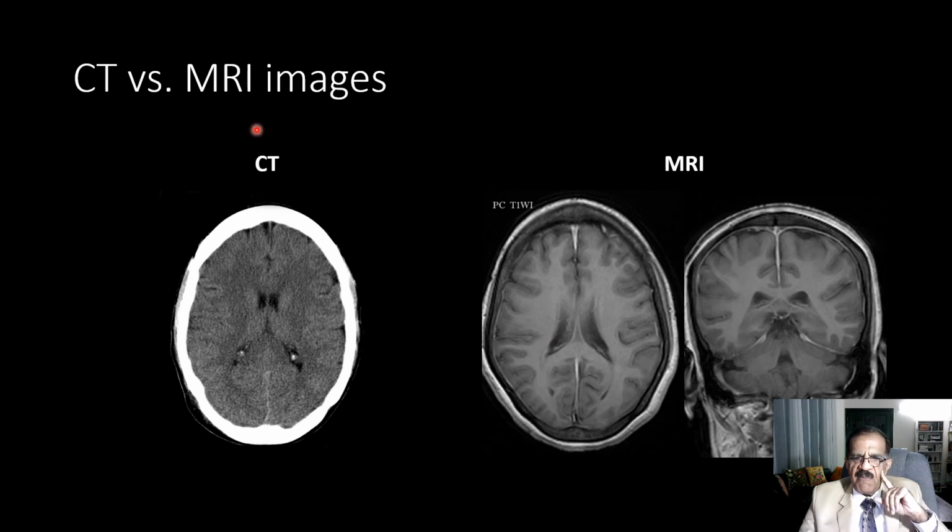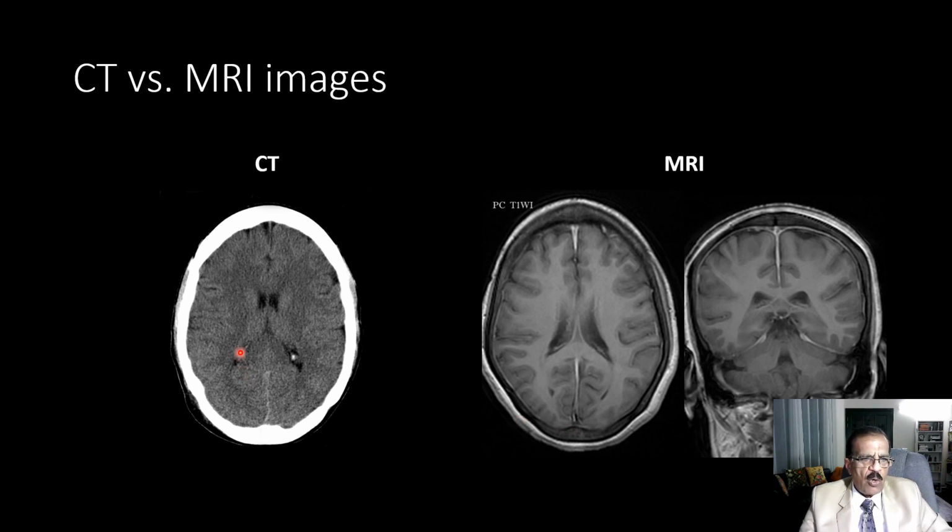CT scan versus MRI, more or less they look the same, but you can compare them. This is CT scan and this is MRI. MRI has better resolution, less granularity, and demarcation of various tissues is much better. See, this one is CT scan, and there is some granularity. The demarcation between gray matter and white matter is not as clear as you see it here. So MRI images are of better quality, or better resolution, than CT scan.